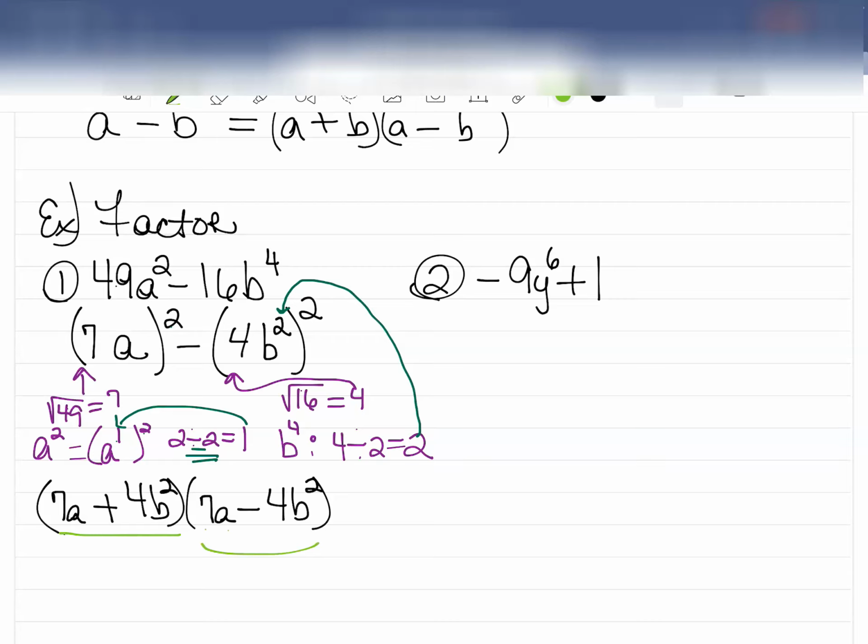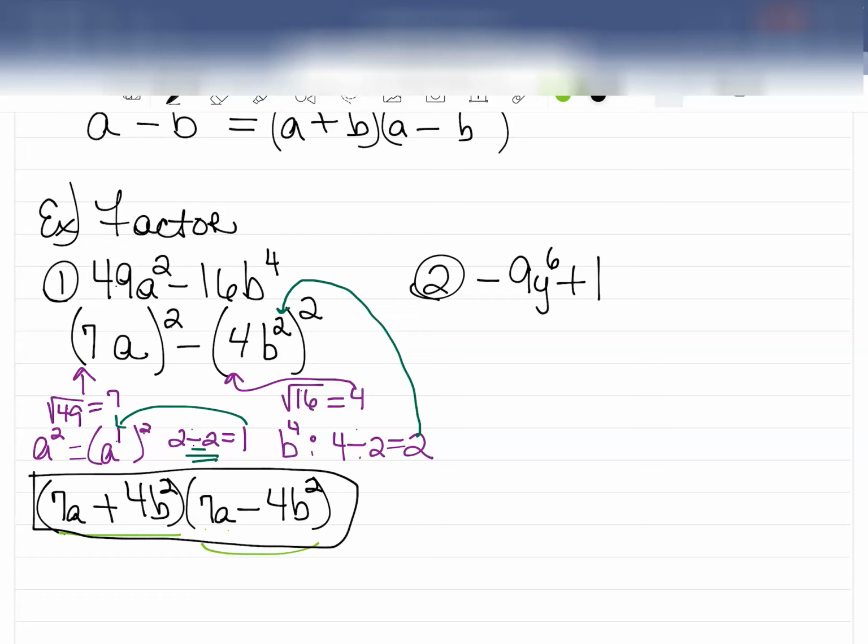square something to get that 7a. Not a nice pretty whole number. Okay? Square root of 7 doesn't give me a nice pretty whole number. So, I'm done. This ends up being my final answer.